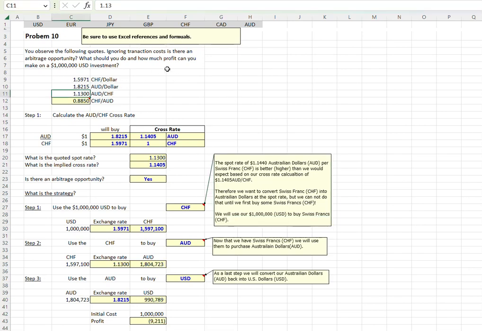Of course, if the spot cross exchange rate had been 1.1300 Australian dollars per Swiss franc, we would want to do the opposite, because if we had used the exact strategy that we followed then, we would end up with a loss of $9,211. But at a spot rate of 1.1440, we do have an opportunity to make an arbitrage profit of $3,065. If the spot rate was 1.1405, exactly equal to what we calculated the implied spot rate or cross rate should be, then there would not be an arbitrage opportunity.